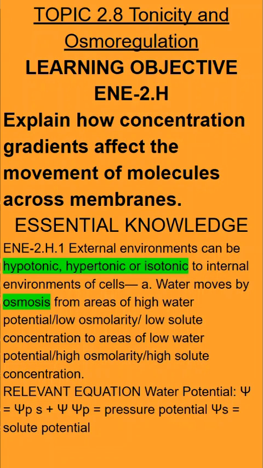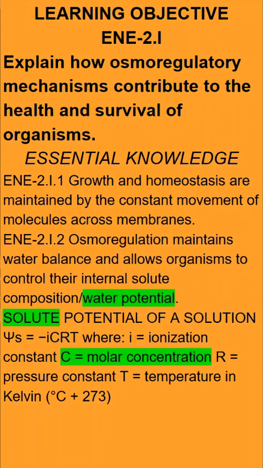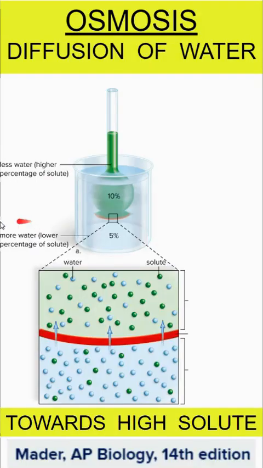The tonicity of the external environment will affect osmosis. And osmosis, the direction of osmosis, has everything to do with water potential, which ultimately comes back to solute concentration. So when we're looking at this, osmosis is the diffusion of water, and water is going to travel towards high solute. So when we look at this demonstration, we're going to imagine this red line is a barrier to solute, which is the green dots, the substances suspended in water, but water can cross the red barrier.